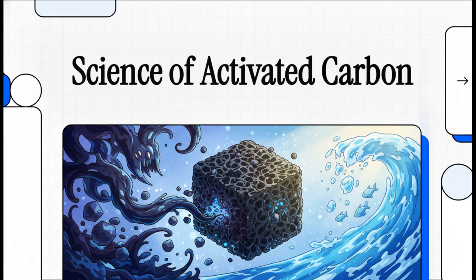We constantly hear about industrial dyes ruining ecosystems. They're toxic, they look awful, and they're seriously dangerous to human health. But the science behind how we actually clean this water up, it's absolutely brilliant.